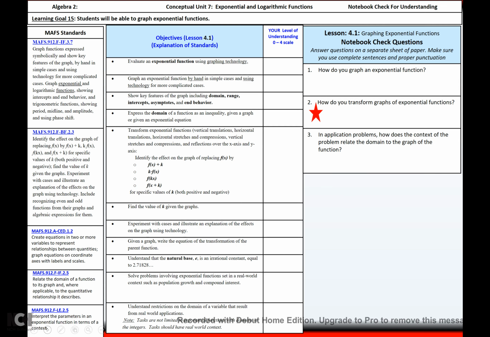Okay? Alright, so how do you transform graphs of exponential functions? Well, when you do your y stuff, you do them in PEMDAS order. And you do your x transformations in opposite PEMDAS order.